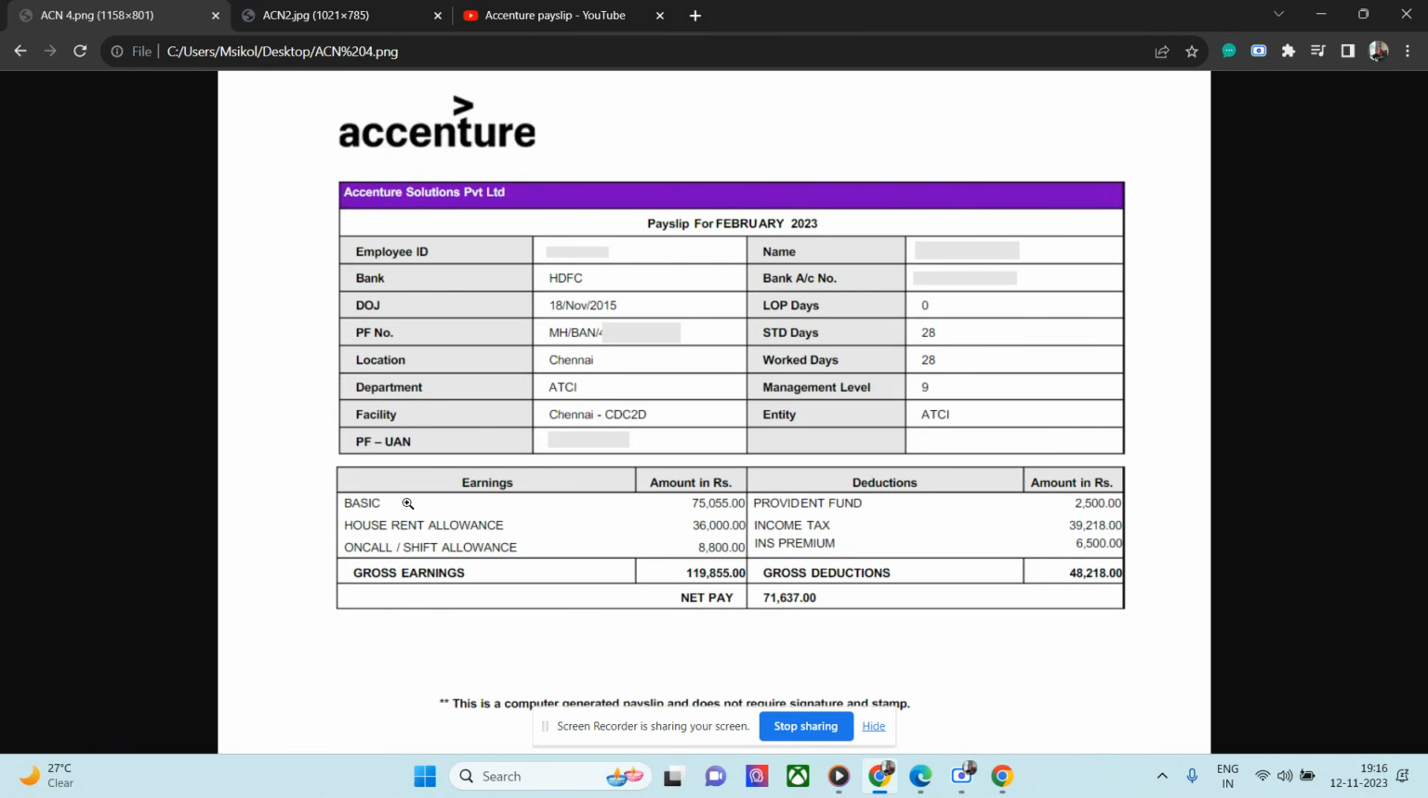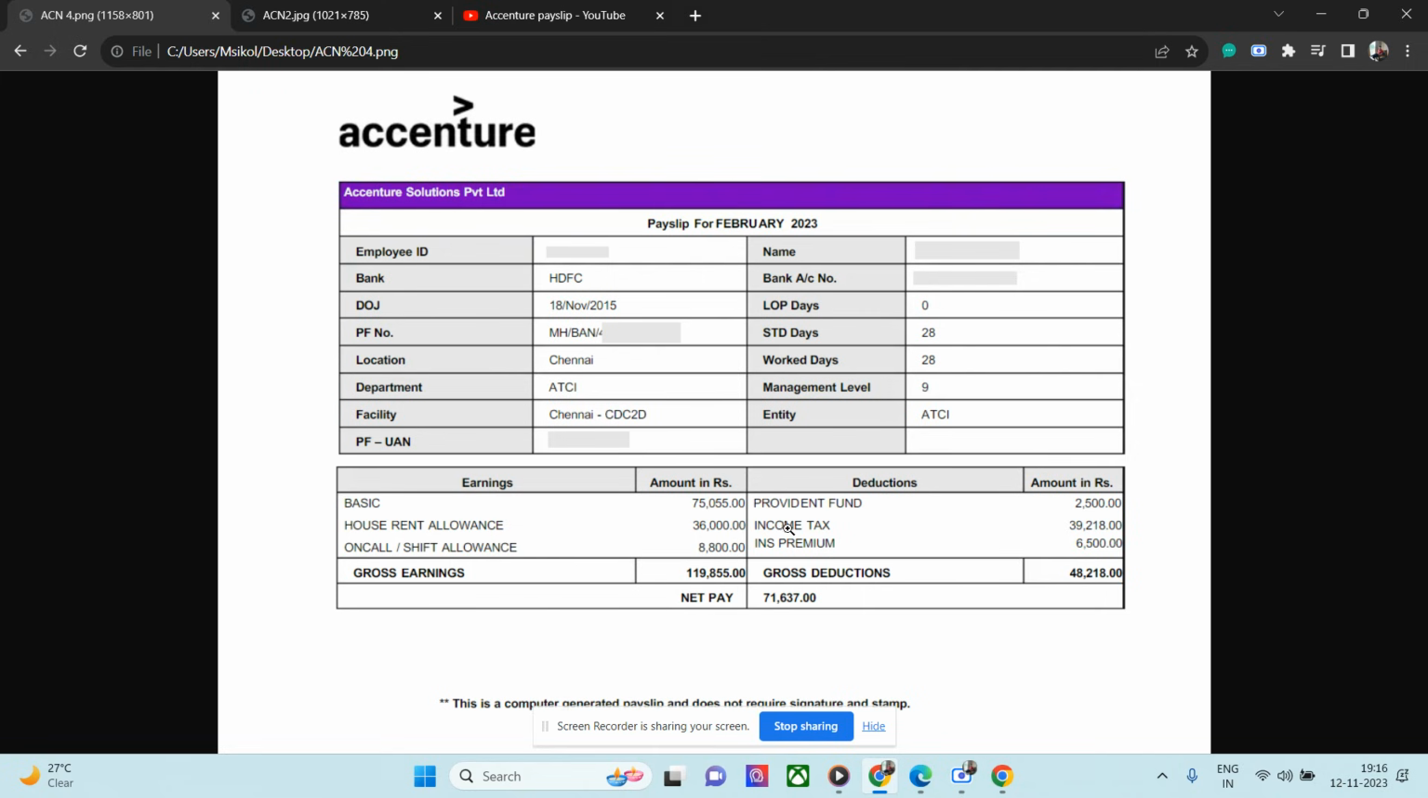And if you see, the base salary of the TL is 75,000, house rent is definitely 50% of it, 36,000, and he is getting on-call or shift allowances, which is 8,800. Usually it is 400 or 440 rupees per day. So for 20 or 22 days it became 8,800 rupees. So his overall earning is 1,19,000, which is a good package considering the TL level. And he is based out of Chennai, not Bangalore or Pune. So the salary is good, almost 1.2 lakhs.